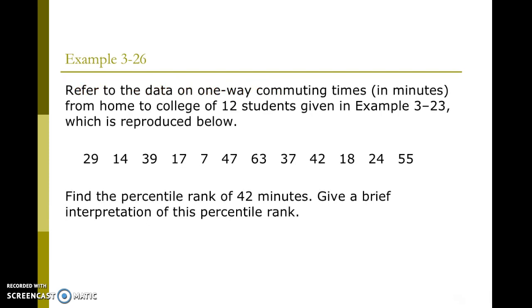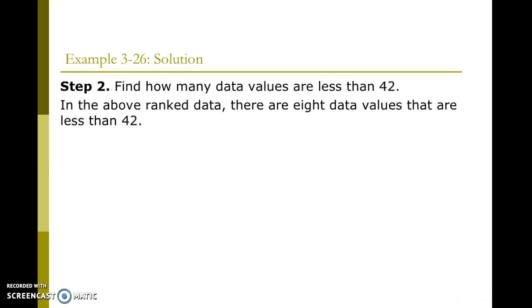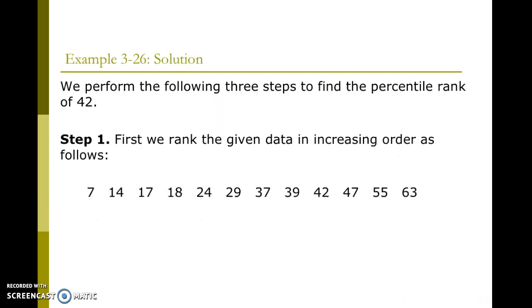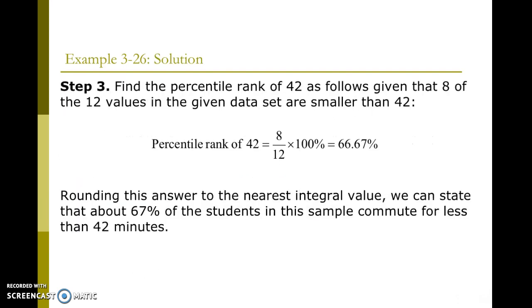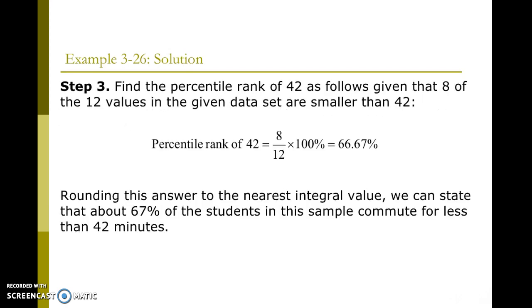Refer to the one-way commuting data again. Find the percentile rank of 42 minutes and give a brief interpretation. So we follow the steps. We rank the data. It's been done before. How many are less than 42? In the data list, we have 1, 2, 3, 4, 5, 6, 7, 8 that are less than 42. And then step 3, find the percentage.